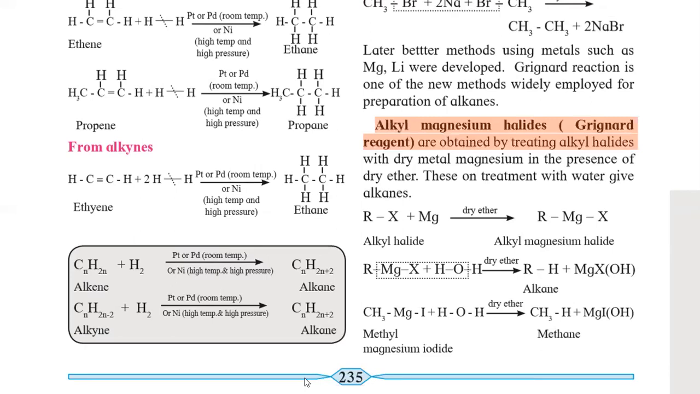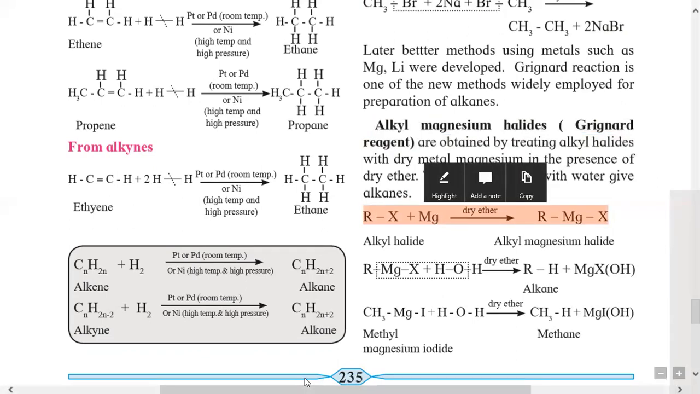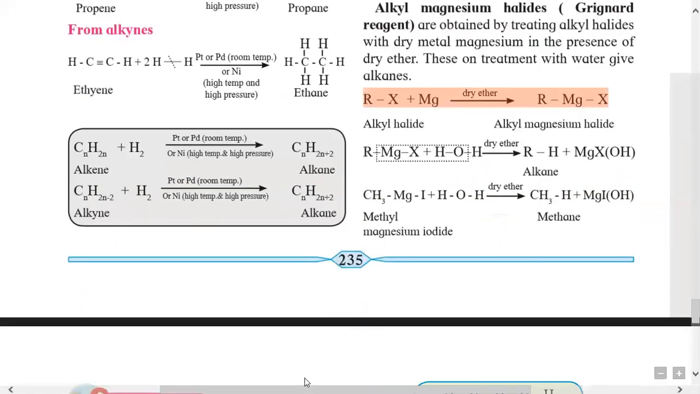First we will study how Grignard's reagent is prepared by using magnesium metal. So we know RX is the general formula for alkyl halide. When it is treated with magnesium metal in the presence of dry ether, we get alkyl magnesium halide, and this is Grignard's reagent. Now we have prepared Grignard's reagent. Now we will study how alkane is obtained by using Grignard's reagent.